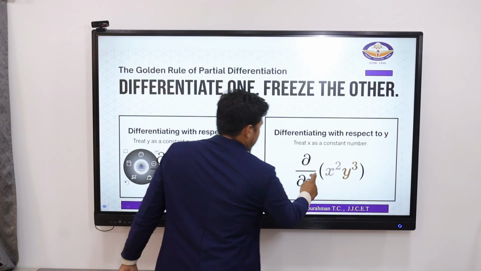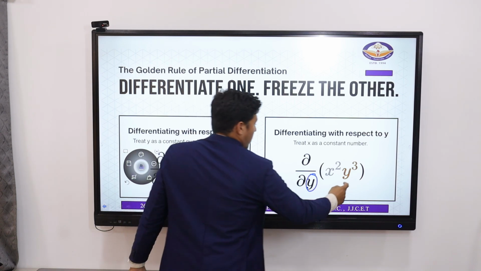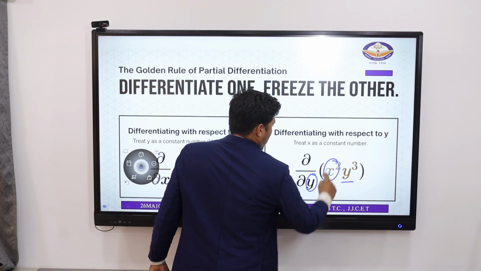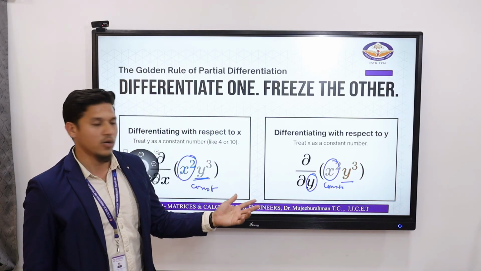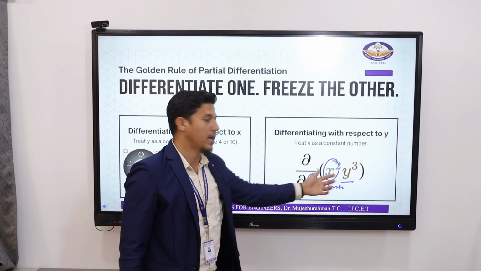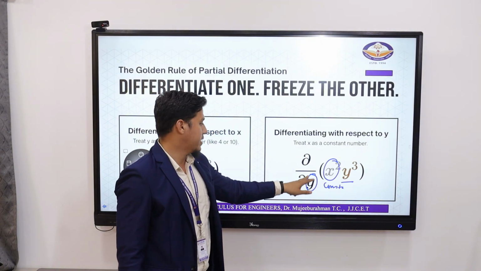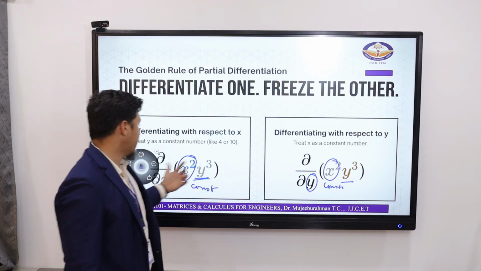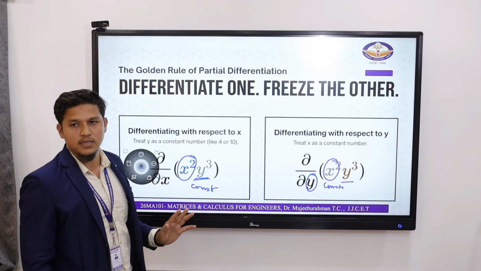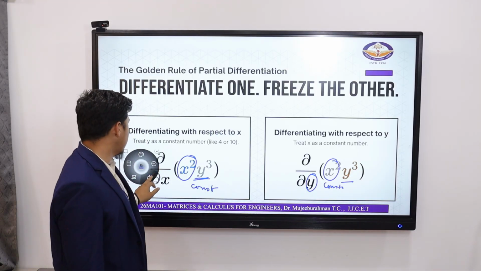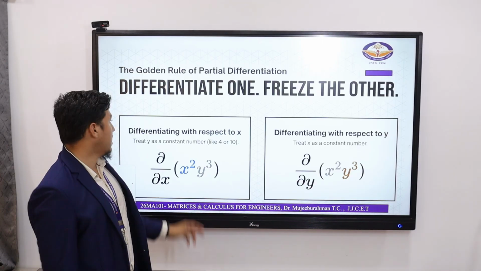Similarly, when we are going to differentiate with respect to y, treat all the variables other than y as constants, whether it is x or z, anything. You have to consider all the other variables other than the variable that you are differentiating as constants. So with respect to y, x is constant. With respect to x, y is constant. Understood? You have to treat those other variables exactly as a constant. So this is what you have to remember while differentiating partially.